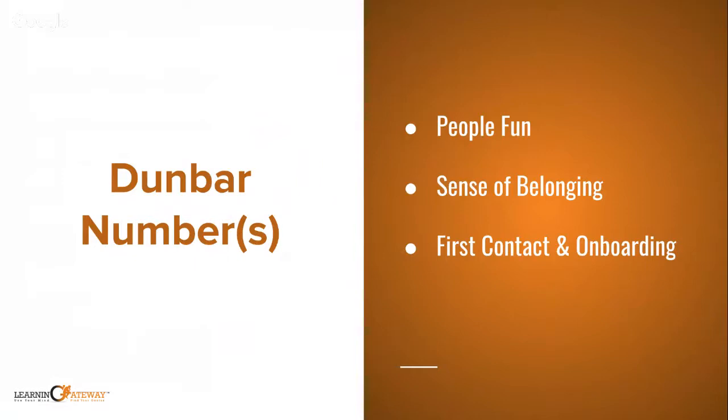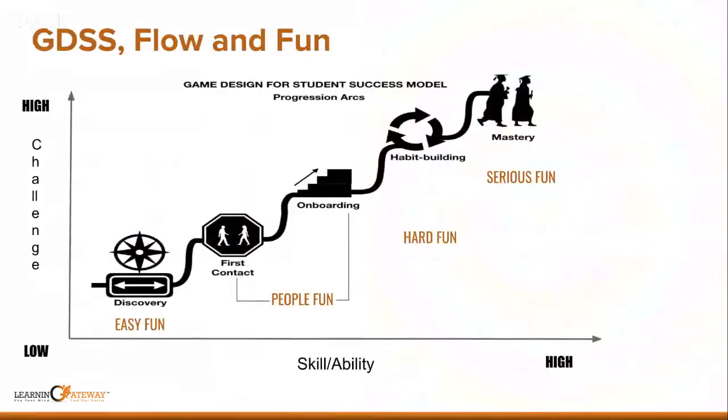One, we talked about, I believe in the last webinar, the 4 types of fun. One of the most important, I should say most impactful, types of fun was called people fun, right? So that in and of itself identifies that social relationships are an important part of successful game design. But we also know within higher education and our goals for higher education, that a sense of belonging is important. Within the game design for student success model, we have 2 particular elements in it that specifically are associated with people fun: first contact and onboarding.